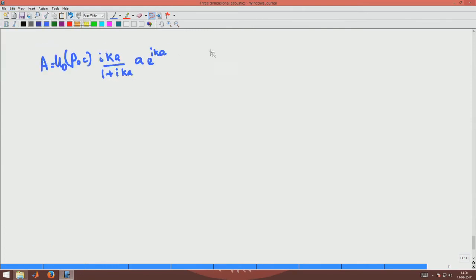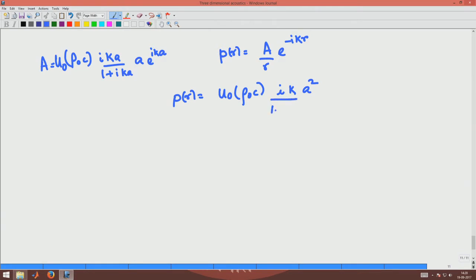So, therefore, the pressure relation P as a function of r we have seen is A by r e to the power minus i k r, and that in turn, now that A has been determined, can be written in the following fashion: P of r is u 0 rho 0 c into i k a square divided by 1 plus i k a into e to the power minus i k r minus a, to account for e to the power plus i k a in the expression for capital A.